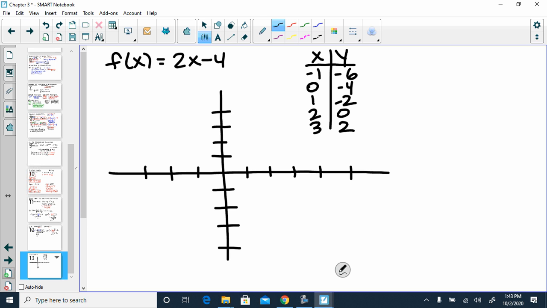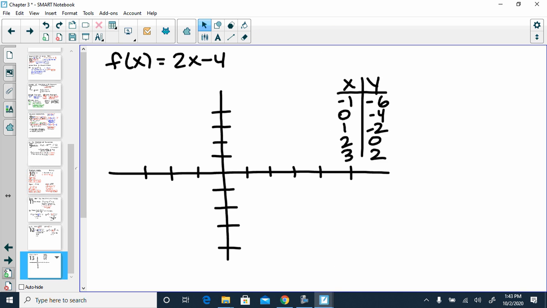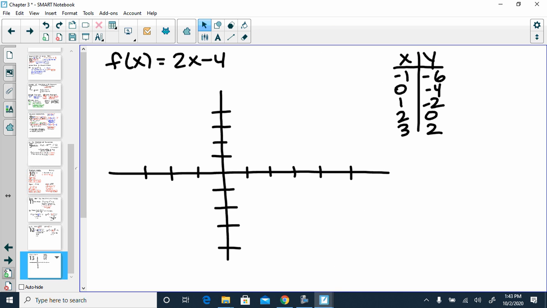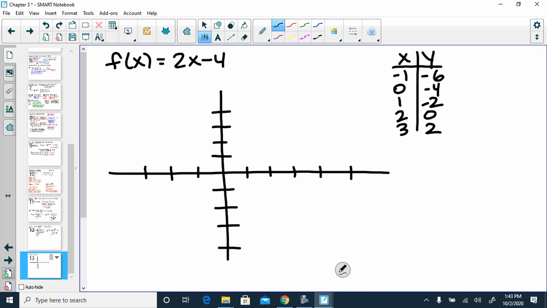Okay, so you can do xy tables for these. And there's not much hassle for them. Pretty easy math. So -1, -6, off my chart. 0, -4, 1, -2, 2, 0, 3, 2. Okay, and there's the line. So that would be the line for that function.